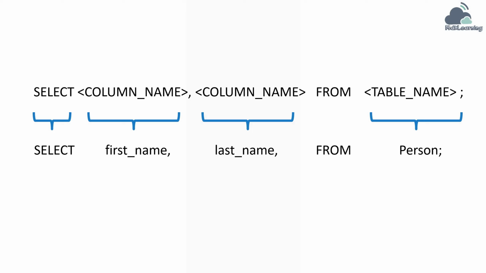So again, column names and table names are identifiers. Select and from are keywords. Putting these two together will allow you, as in this case, to have a valid SQL statement. In this case, one that will return every row in the person table, and it will return just the first name and the last name columns.